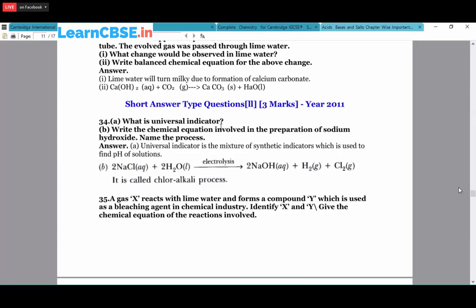So what is universal indicator? The universal indicator is a mixture of synthetic indicators which is used to find out the pH of unknown solutions.